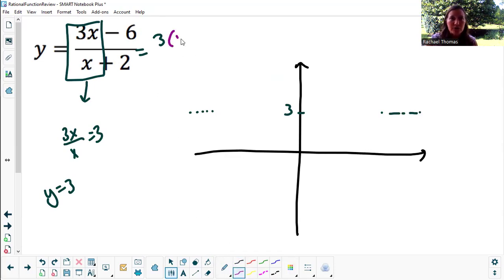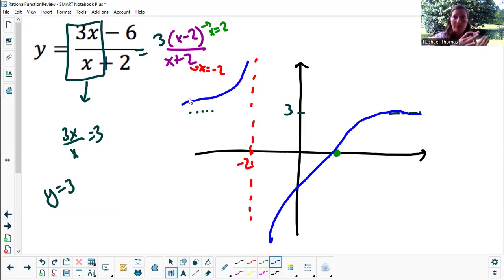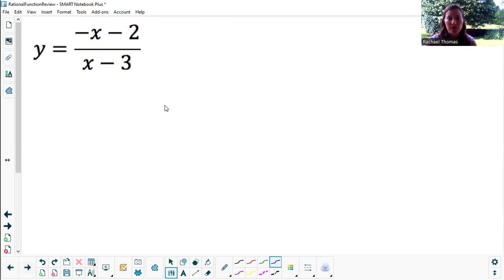If I factor here, 3 times x minus 2 over x plus 2, zeros of the top give me the zeros of my function. So x equals 2 is a 0. Zeros of the bottom, which would be x equals -2, give me vertical asymptotes. And I can see this one's actually going to look a lot like that last one we graphed. Starting from the right, just addressing what happens as I go from right to left. Sweet. All right, let's check this guy out.